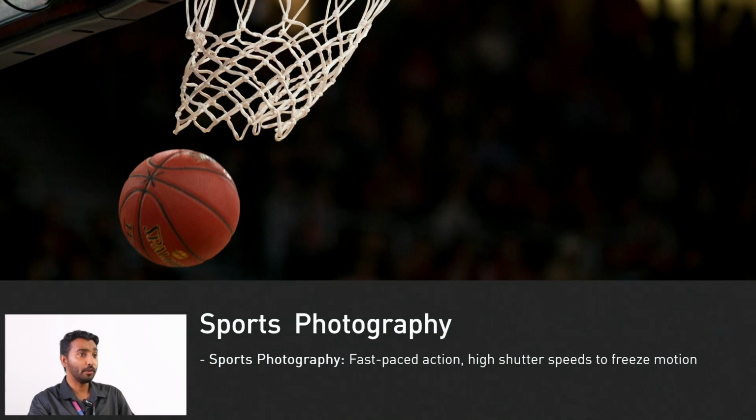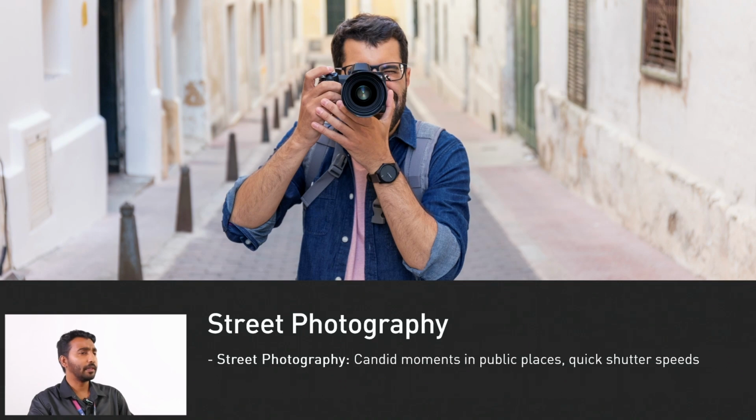The next one is sports photography, which captures fast-paced action, often using a high shutter speed and telephoto lenses to freeze the moments. Another popular style is street photography, which involves candid shots of people and places in public settings, often using techniques like high contrast lighting and a quicker shutter speed to capture life as it unfolds.